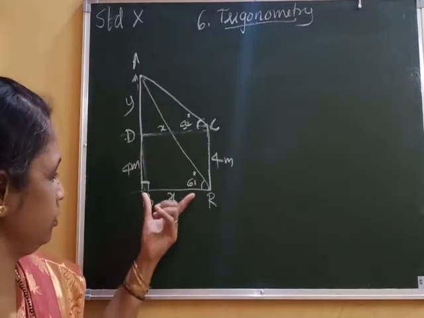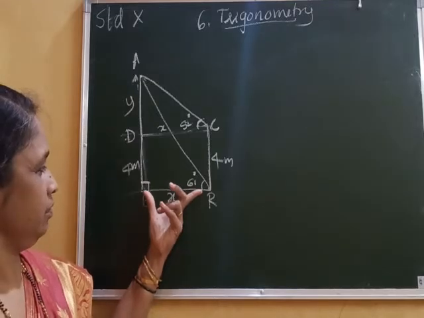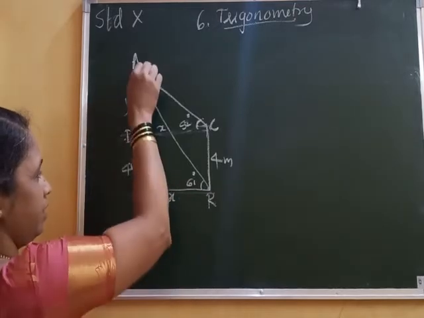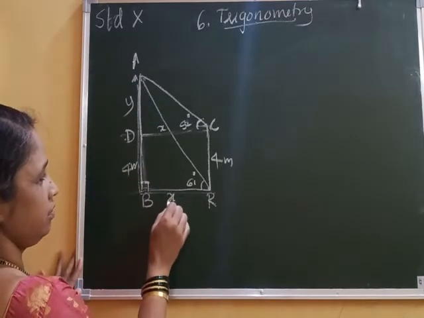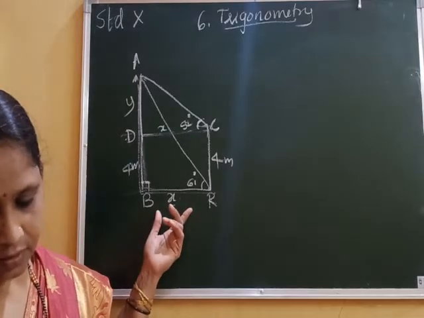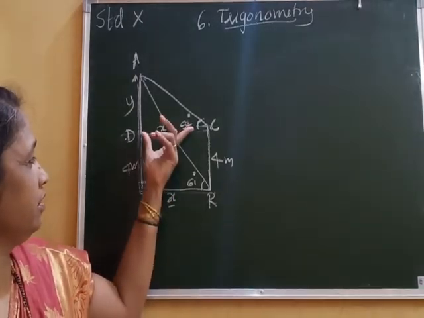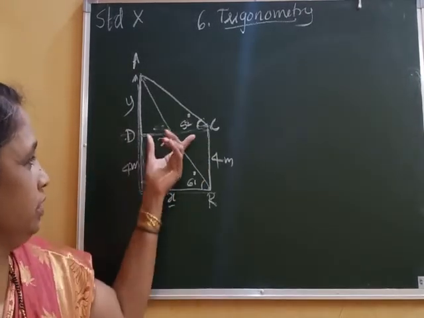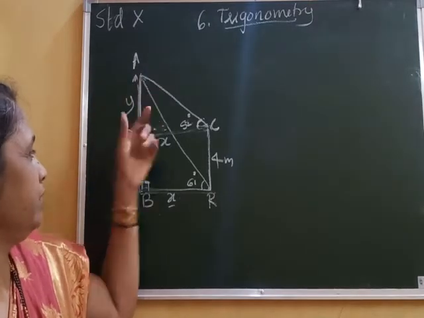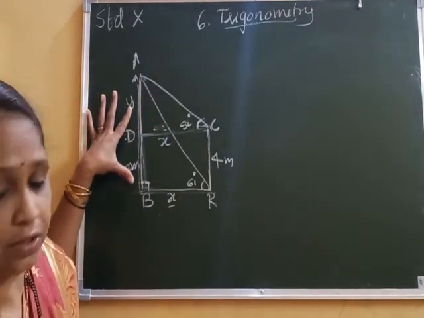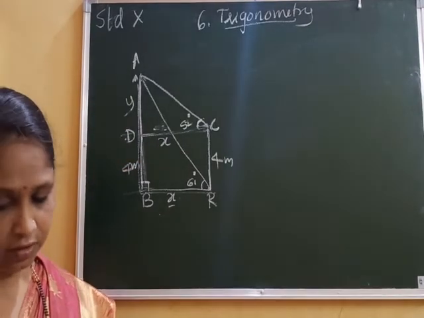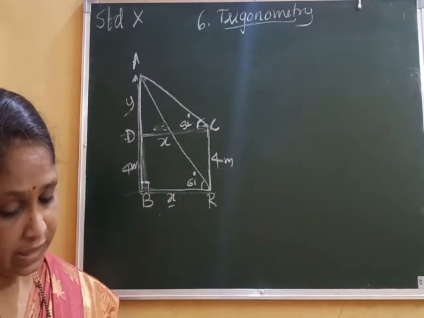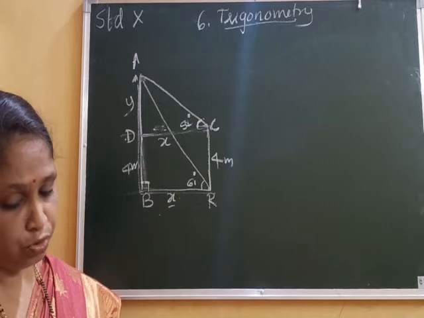So first, using the right angle triangle ABC, find out this x. Then using this x, you find out this height. If you get this height, add both so that you will get the complete height of the eagle from the ground.